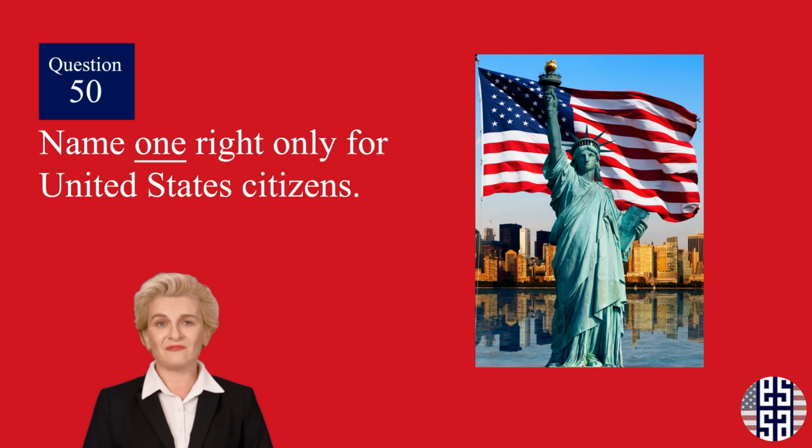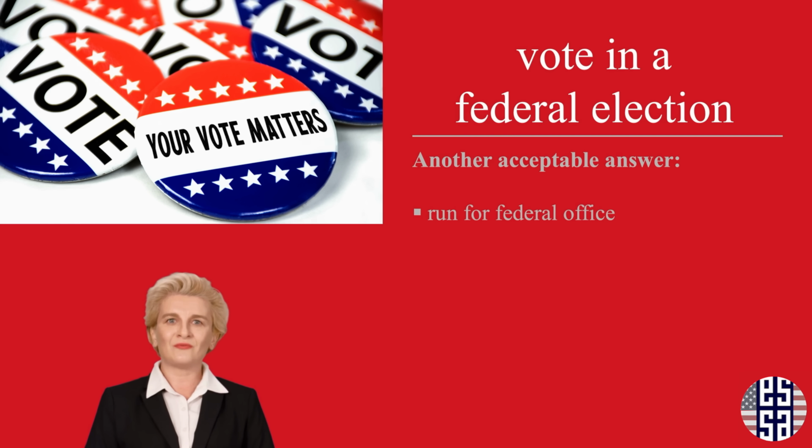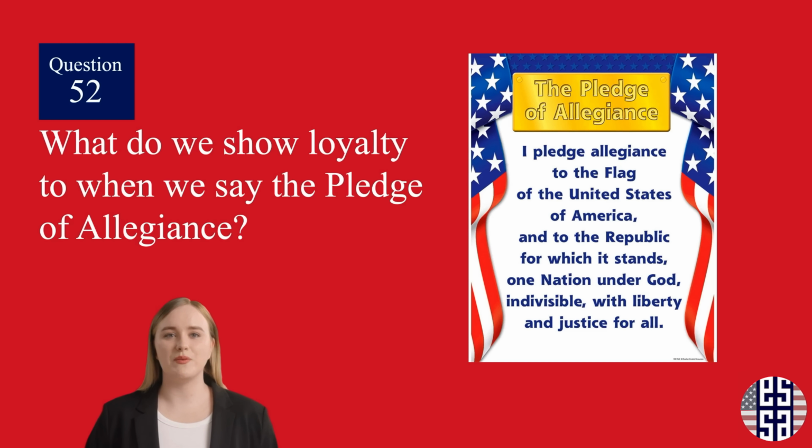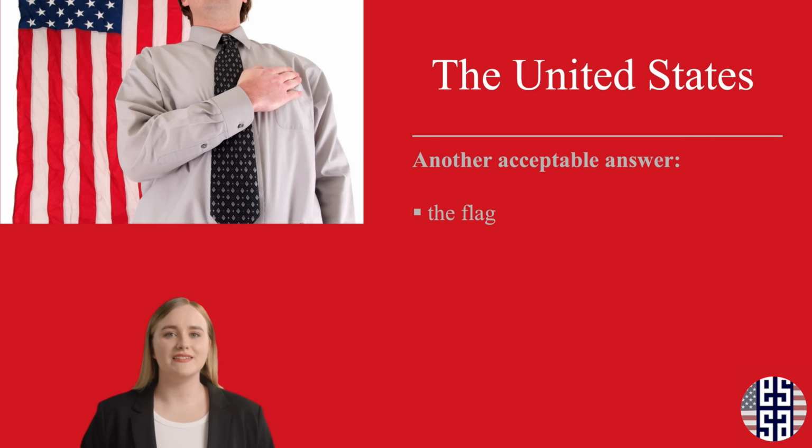Name one right only for United States citizens. Vote in a federal election. Another acceptable answer is to run for federal office. But the easy answer is to vote in a federal election. What do we show loyalty to when we say the Pledge of Allegiance? The United States. Another acceptable answer is the flag. But we think it is easiest to just remember the United States.